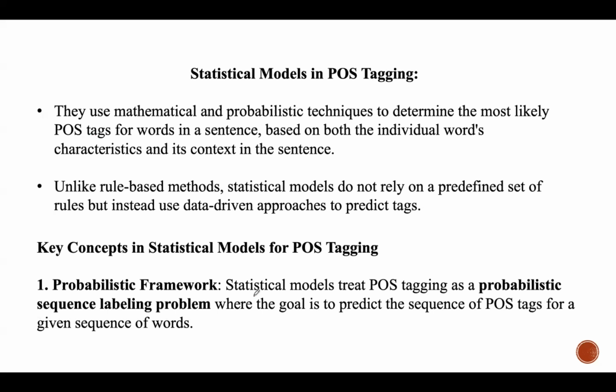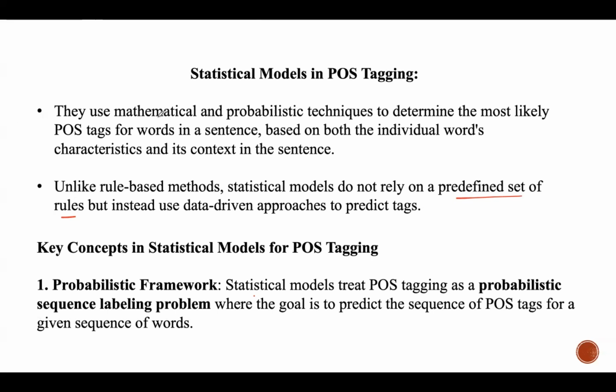In this lecture, let us discuss statistical models in POS tagging. We have already seen what is meant by the rule-based method, and we saw that they rely on predefined linguistic rules, or a predefined set of rules. Whereas the statistical models learn from large annotated corpora of text data, and they use statistical techniques to determine the most probable tag for each word based on its context.